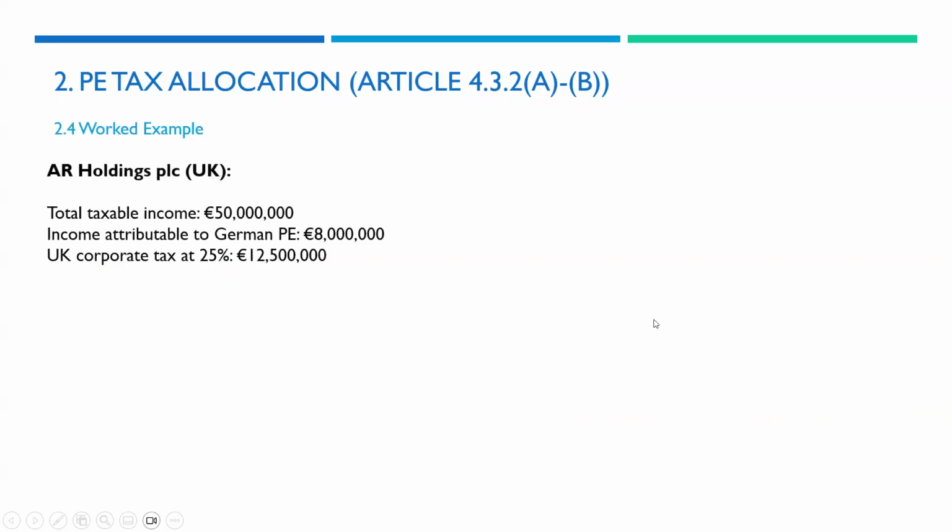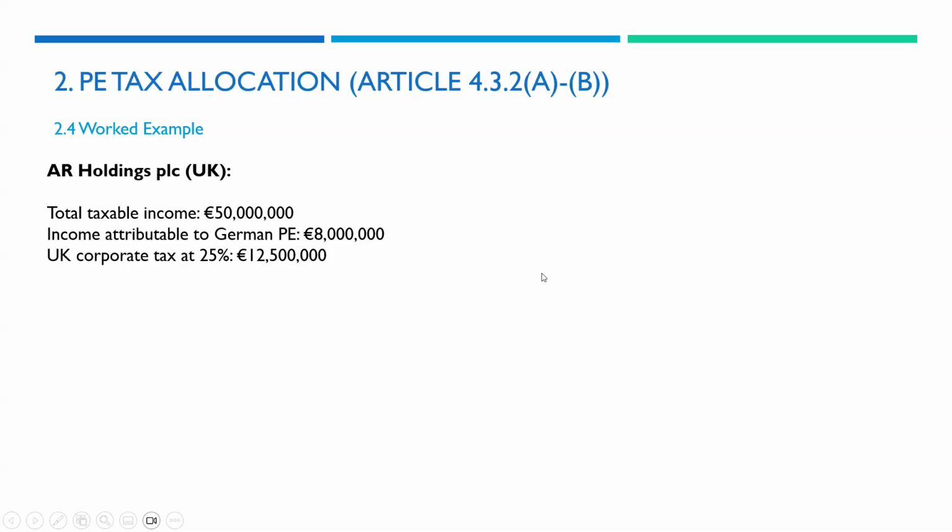So let's do an example. Let's say that AR Holdings PLC is in the UK. Its total taxable income is 50 million pounds, and it has a PE in Germany. Income attributable to the PE is 8 million, which is already included in this 50 million. So total taxable income is 50 million, out of which 8 million is income pertaining to the PE. My corporate tax percentage is 25%, so I paid 12.5 million as taxes. How did I get 12.5? Total taxable income times 25%.